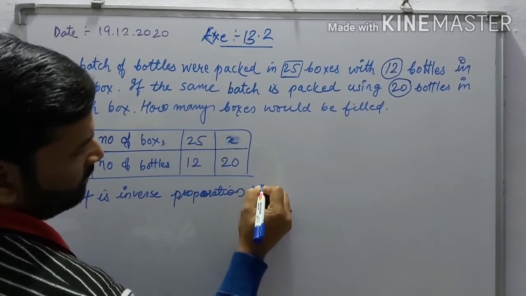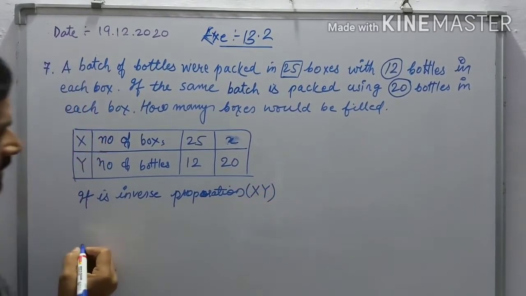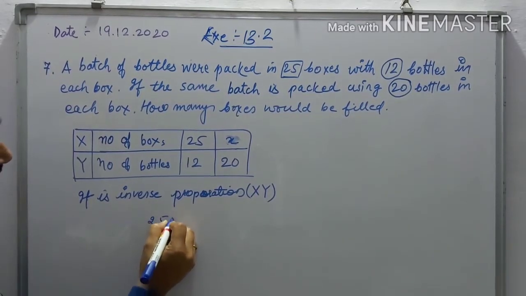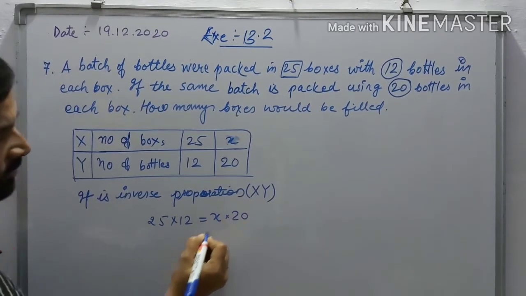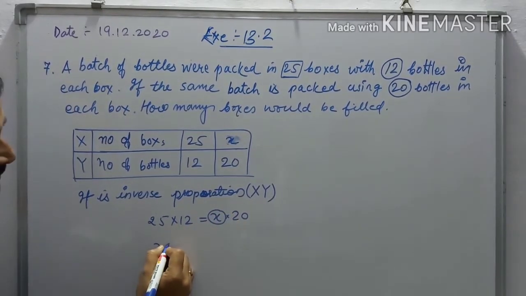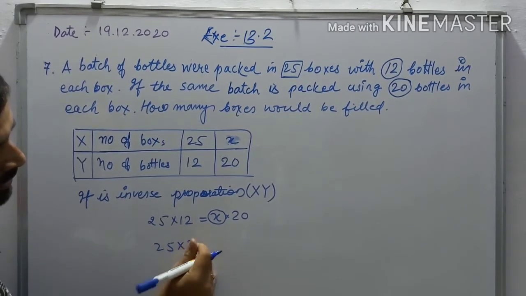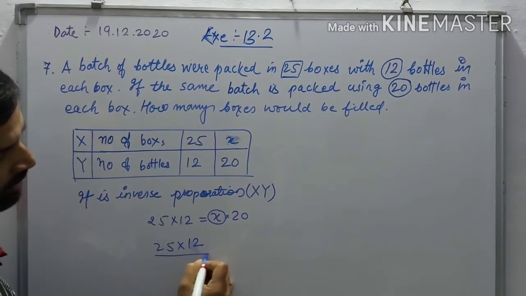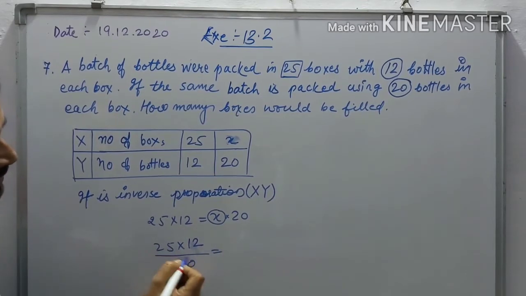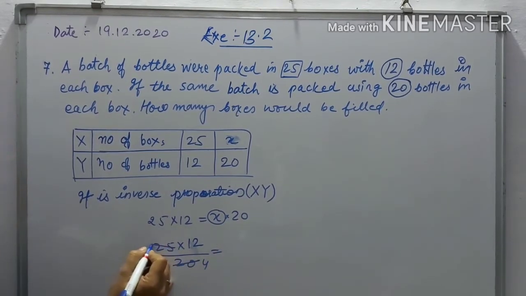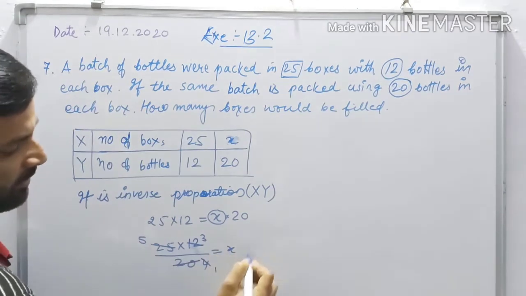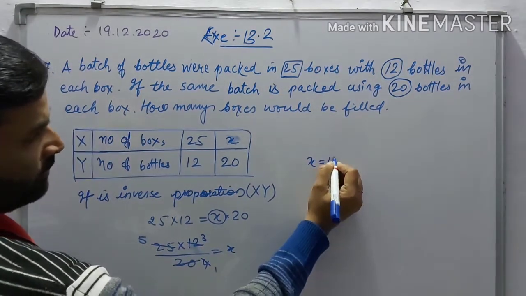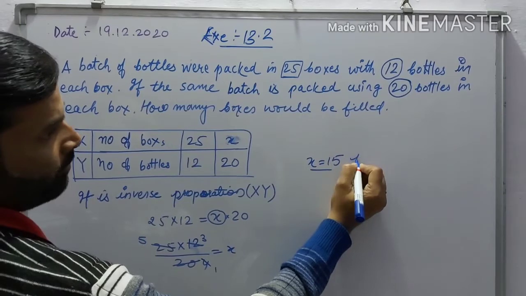It means the formula is X into Y. X into Y means 25 into 12 is equal to X into 20. You find the value of X. So 25 into 12 upon 20: 5 4s are 20 and 5 5s are 25, 4 1s are 4, 4 3s are 12. It means the value of X is equal to 15 boxes.